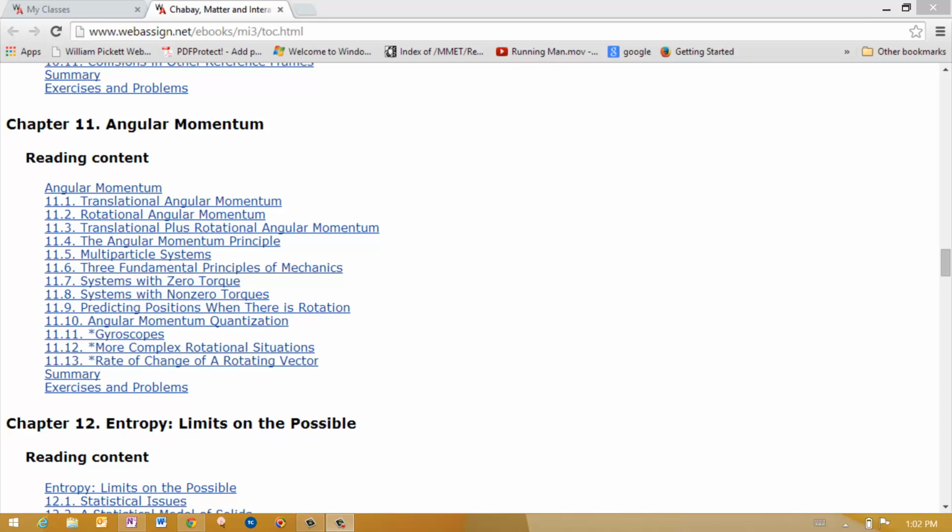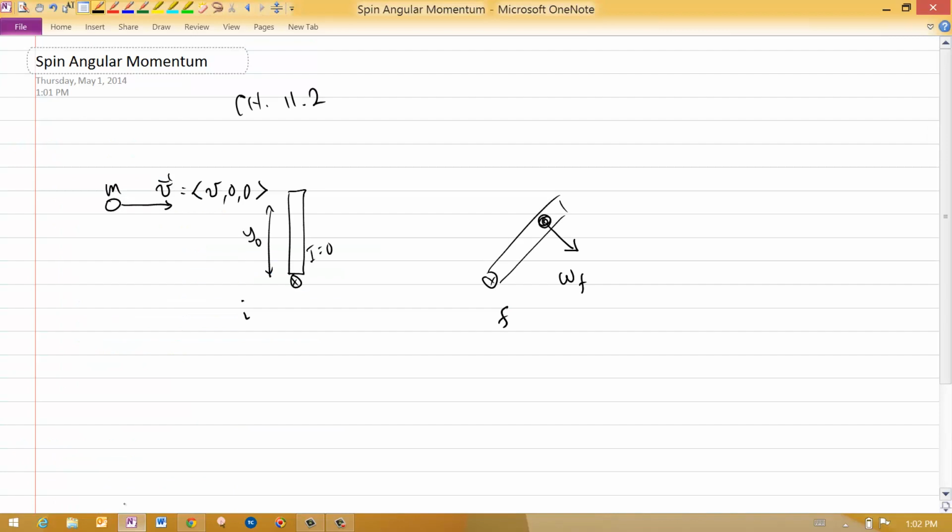This is Physics 151, and now I want to talk about rotational angular momentum. This is the internal angular momentum in the system, Chapter 11, Section 2. So here's a situation that I want you to think about. I've got an object of mass m, and it's got a velocity that I know. It's got v in the x direction and nothing in the y or the z.